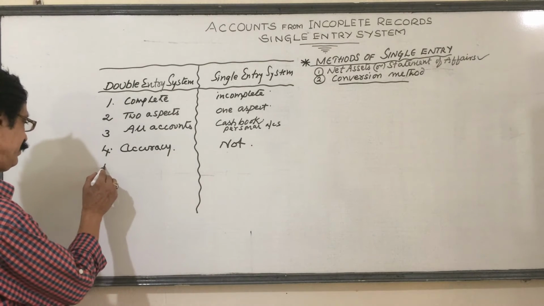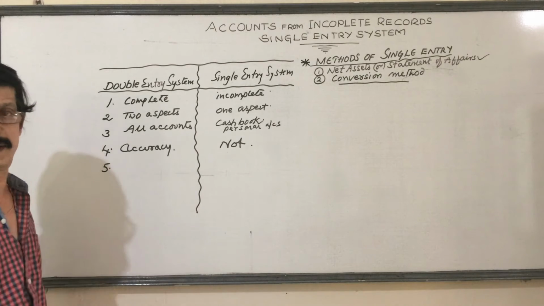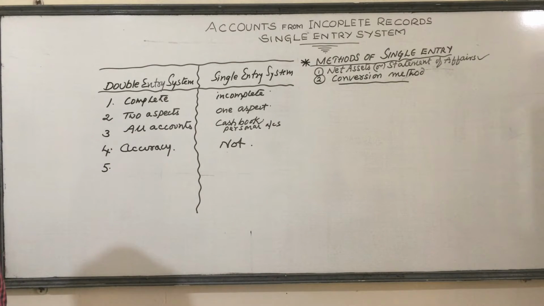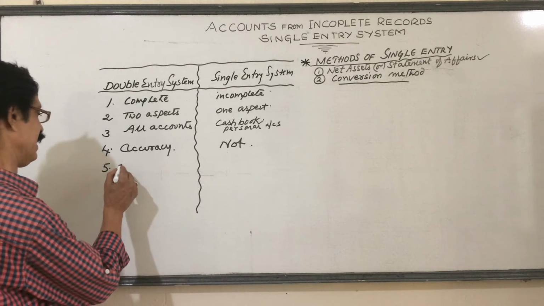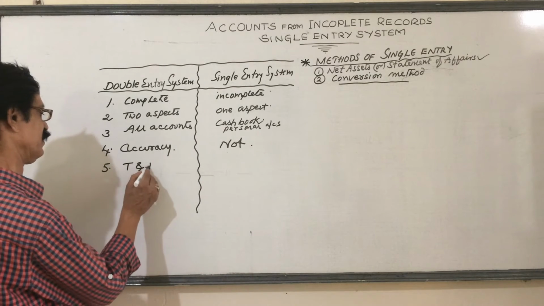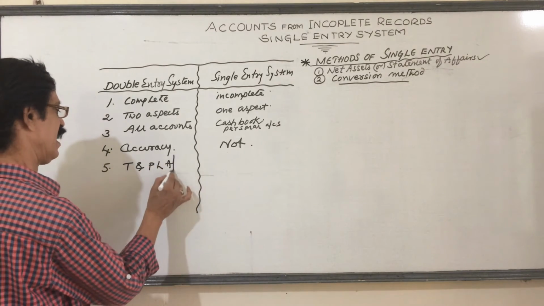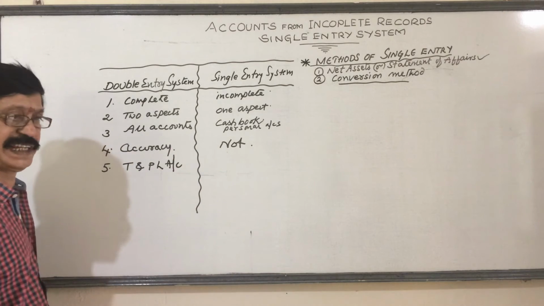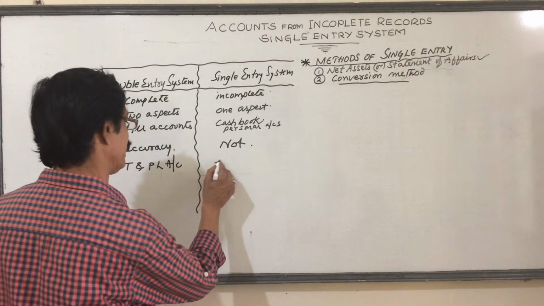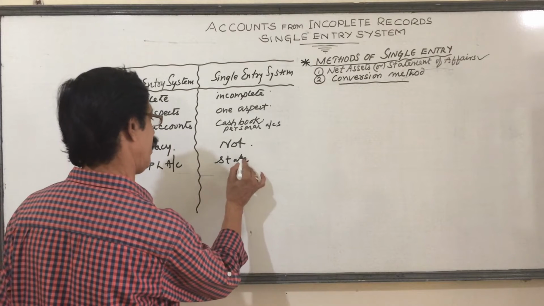Next, under the double entry system, we find out profit or loss by preparing the trading and profit and loss account. But here we find out profit only by preparing a statement of profit or loss.